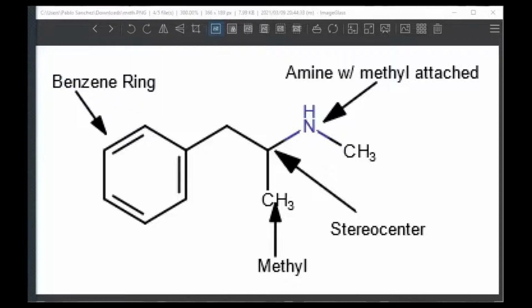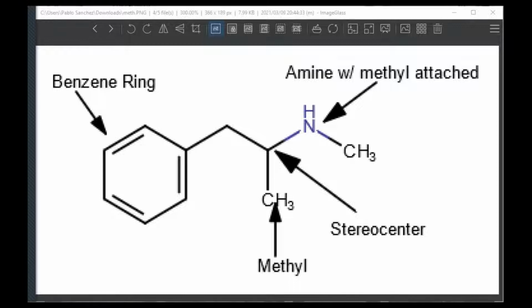The structure of methamphetamine here looks quite similar to a chemical you'd see in class. Just going over it, on the left side we have a benzene ring, on the right side we have an amine, which also has a methyl attached, and then on the bottom we have a methyl, which is quite important to how the chemical behaves. And right here in the middle, we have a stereo center, with the left side going towards a benzene ring, the right side going towards an amine, the bottom going towards a methyl, and the top going towards a hydrogen.